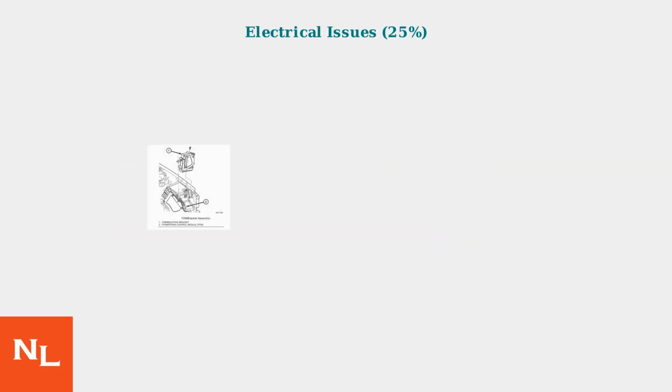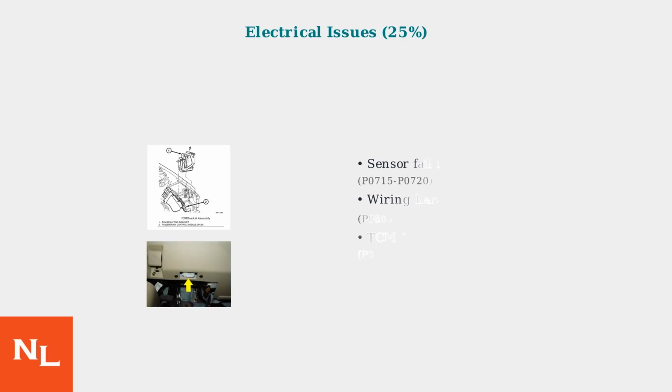Electrical issues make up 25% of transmission problems. These include sensor failures, wiring harness problems, and transmission control module faults. Modern transmissions rely heavily on electronic controls and sensors.